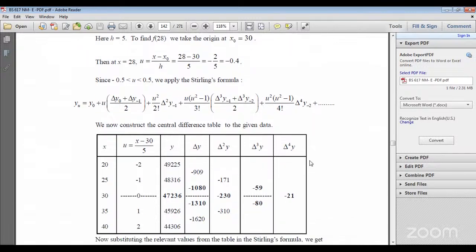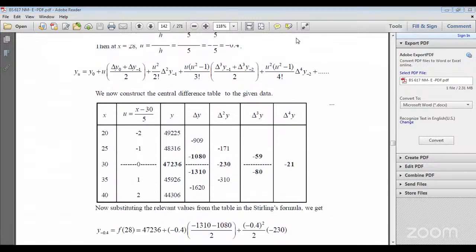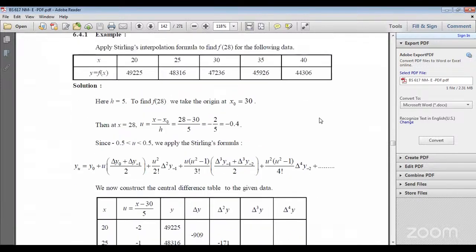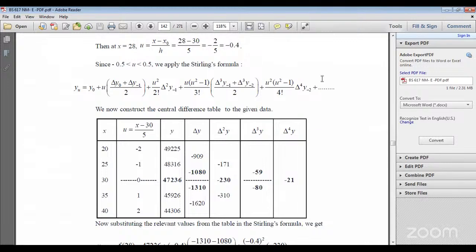We now consider the central difference table for the given data. x: 20, 25, 30, 35, 40, and (x minus 30) by 5: minus 2, minus 1, 0, 1, 2. So 25 minus 30 by 5 is minus 1, 30 minus 30 is 0, 35 gives 1, and 40 gives 2. So what are the values we are taking here in the central difference table? The y values 49225, 48316, 47236, 45096, 44306. Taking the differences: 48316 minus 49225 gives minus 909, 47236 minus 48316 gives minus 1080.